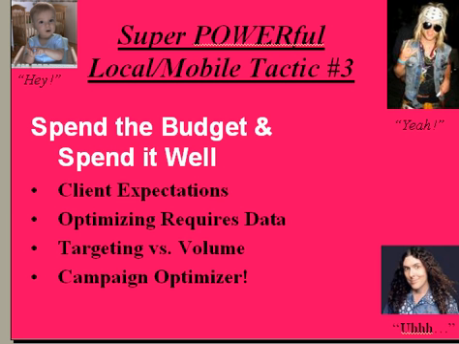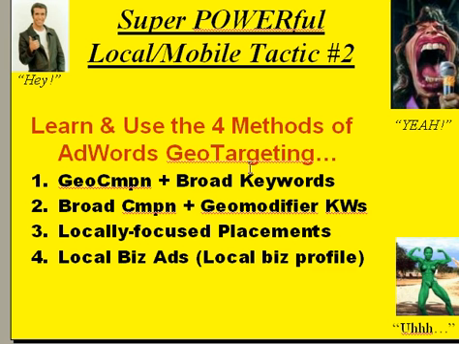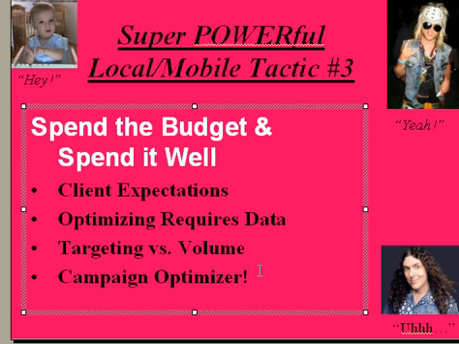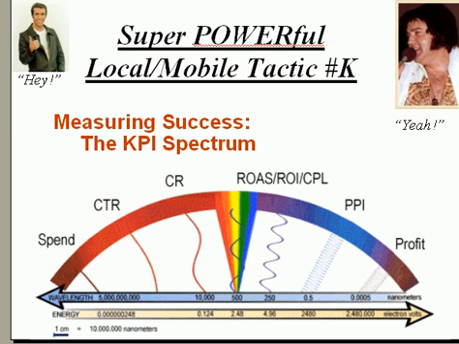So that's KPIs. I talked a little bit about spending the budget. It's very important to spend the budget. Sometimes in local, there's a narrow niche, and it's hard to spend the budget. So you use the 4 methods of AdWords, geo-targeting, and you can use Google AdWords campaign optimizer, the main goal of which seems to be to make Google a lot more money, because it gives you more keywords and helps spend the money. So what you got to do at first is spend the money, then do it.